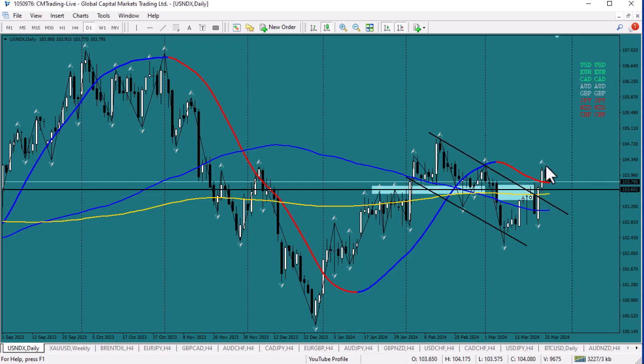Because we got the flag retest, we got the structure retest, we got the moving averages retest. So a lot of stuff must happen around this area here, giving us a reversal to continue the bullishness. Intraday, I'm still bullish on the dollar. The short-term indicator here is still bearish, but it's not going to last that long. The rest is all bullish, so I have to be more bullish than bearish.